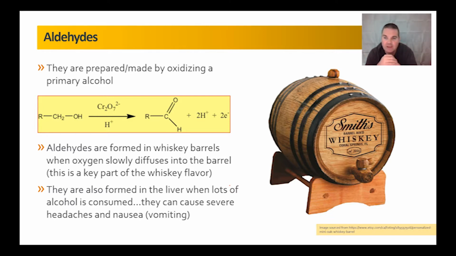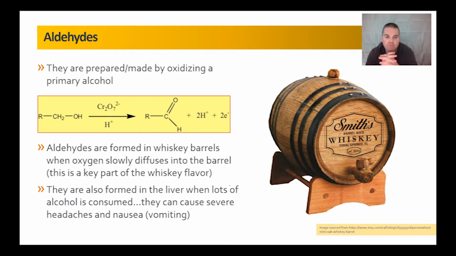Now, some uses of aldehydes: they're formed in whiskey barrels, when oxygen slowly diffuses into the barrel. So what you've got is a very slow oxidation process. When you do the oxidation with acidified dichromate and you heat it, it's quite quick, so your alcohol goes to your carboxylic acid. In a whiskey barrel, there's a very slow amount of oxygen getting in, so very slowly it converts to the aldehyde first. That's the key part of the whiskey flavour.